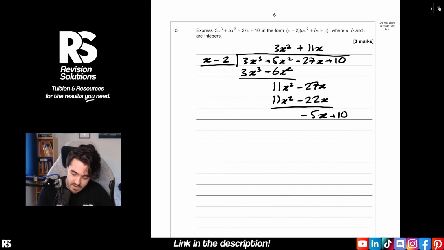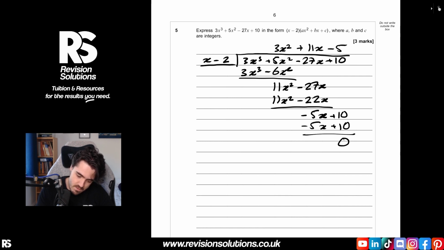And then we divide through again. So the highest power of x to be divided, minus 5x divided by x. So that's going to give us minus 5. So I write minus 5 in the top here. Multiplying through just to check we've actually got a remainder of 0, we'd have minus, we get the minus 5x back. And then minus 2 times minus 5 is plus 10. So we do indeed get the remainder of 0.